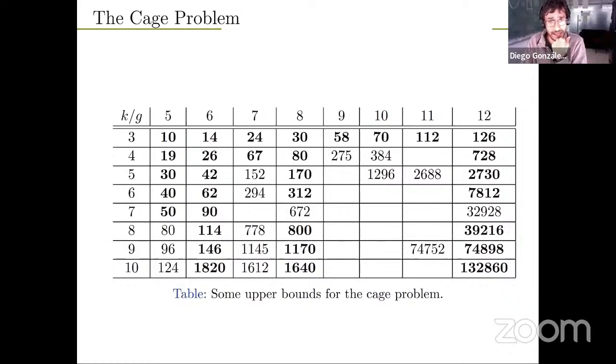Here I have a table with some of the known values for the cage problem. When the number is in boldface, that means that this is the exact value for the cage. For example, the 6-regular cage with girth 5 has 14 vertices and it's the exact value. But if they are not in boldface, they are just upper bounds. This is a very difficult problem and is still open for most of the values of k and g.